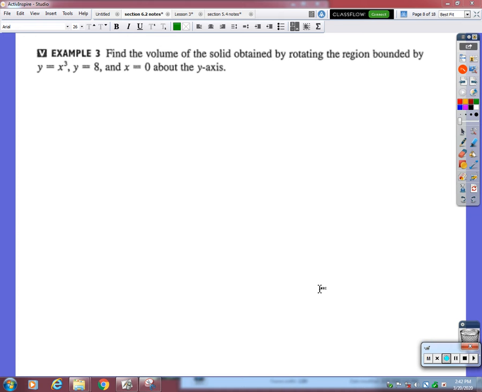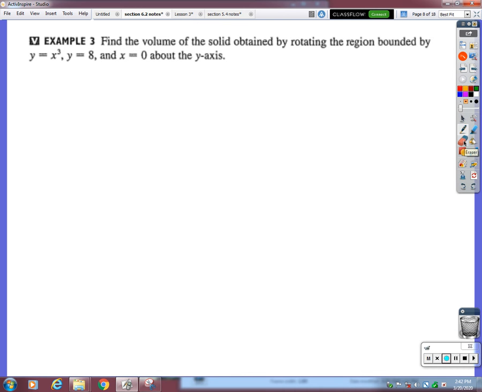Okay, anyway, so today we're going to continue talking about finding volumes of solids of revolution. But this time, we're going to rotate them around the y-axis. So that is going to be super fun.